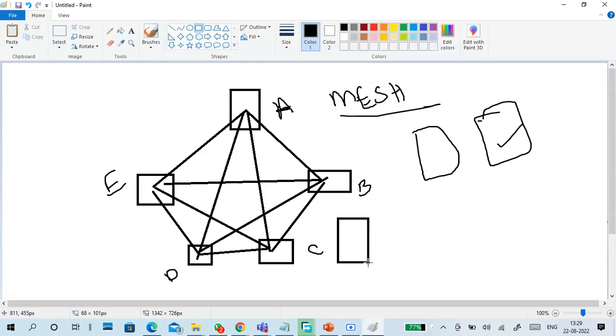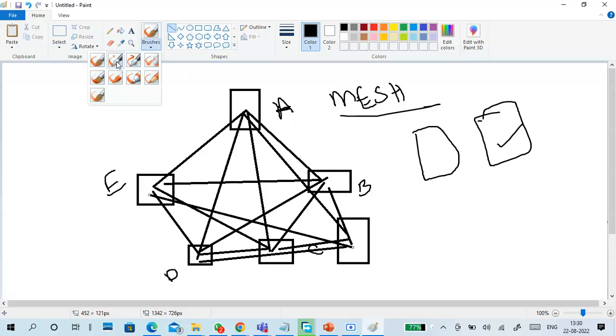For example, I purchase a new computer now. What do I have to do? This is the F computer. I have to connect A to F, B to F, C to F, D to F, E to F. You have to connect all of them. Again, on every system you have to add one more network interface card, one more NIC, and connect it to the device.